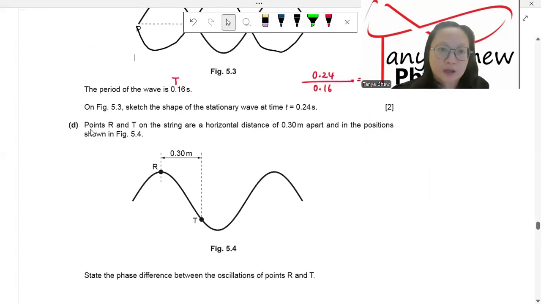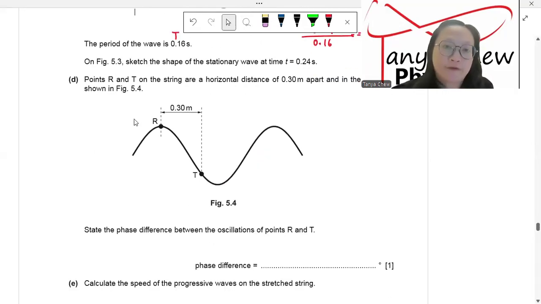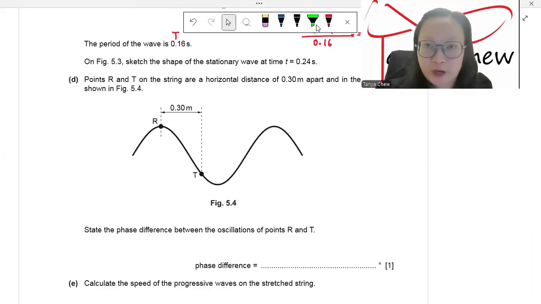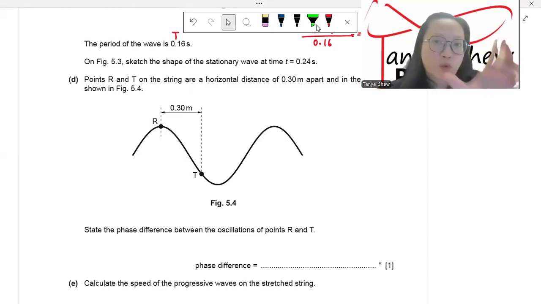So that's it. Now, point R and T on the string are a horizontal distance of 0.3 meter apart and in the positions shown in Fig 5.4. State the phase difference between the oscillations of points R and T. Now, for stationary wave, there are two phase differences. One is zero phase difference. The other one is 180 degrees, only these two. So how do you see whether this is 180 degrees phase difference or zero phase difference?